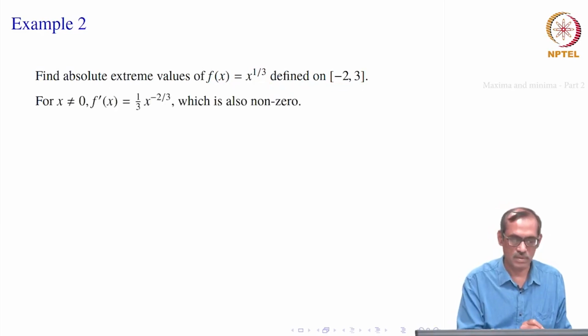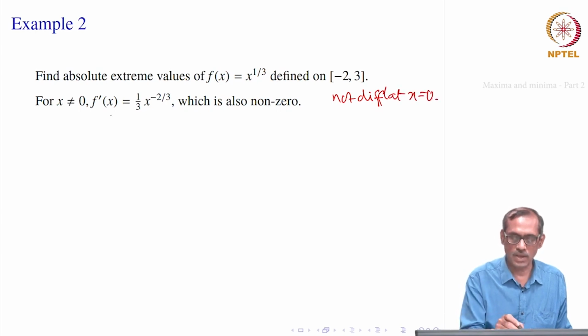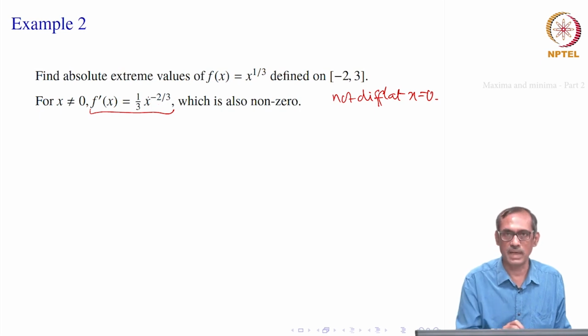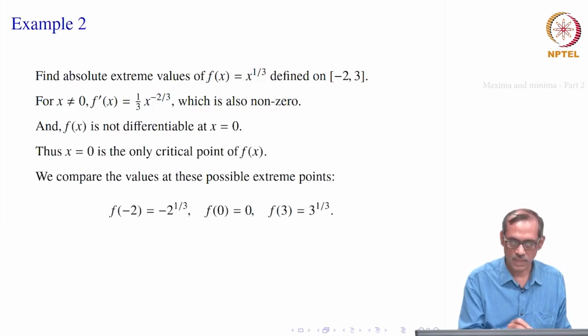So, let us find the derivative and see the critical points. It is not differentiable at x equal to 0, and for x non-zero it is differentiable, and its derivative is 1 by 3 x to the power minus 2 by 3, but that will never be equal to 0 if x is non-zero. So, those are not critical points. Okay. So, the only critical point again is 0, and we have the end points, which are minus 2 and 3. So, we compare the values.